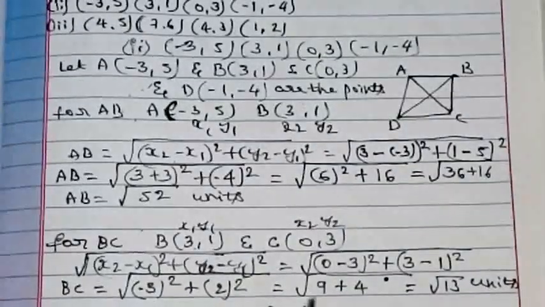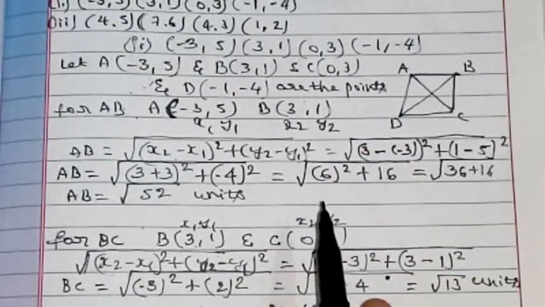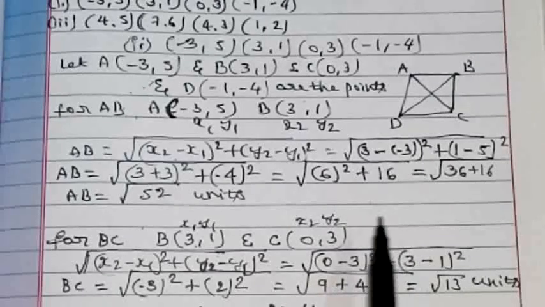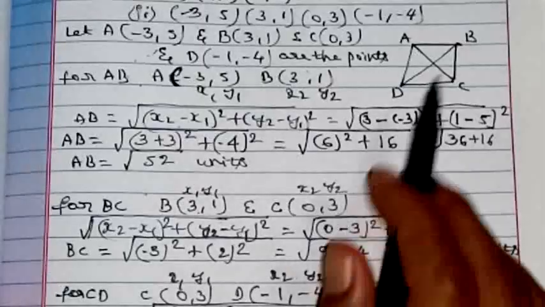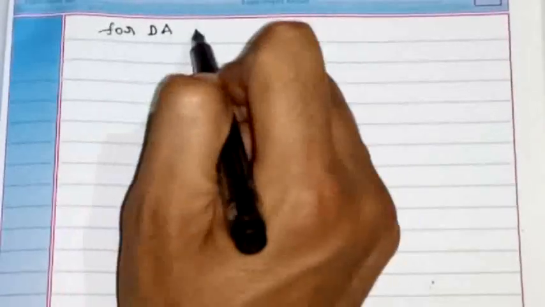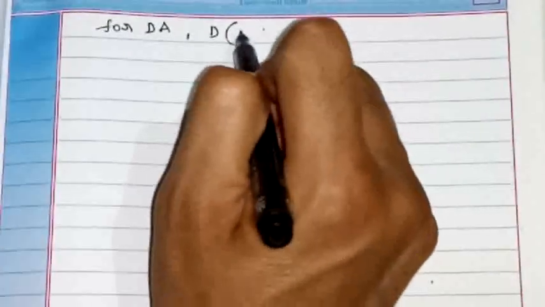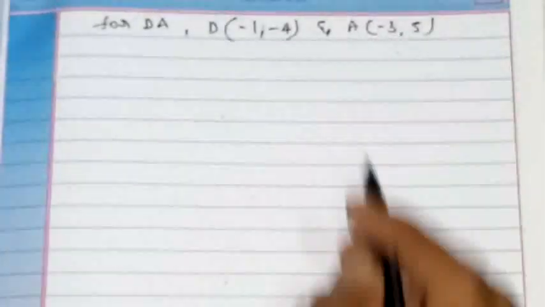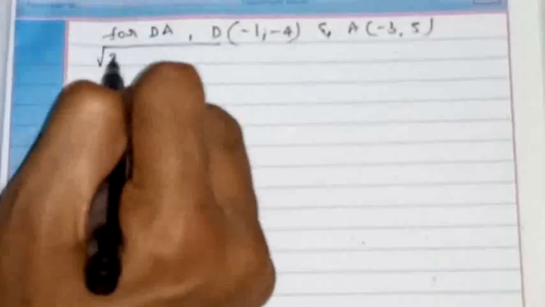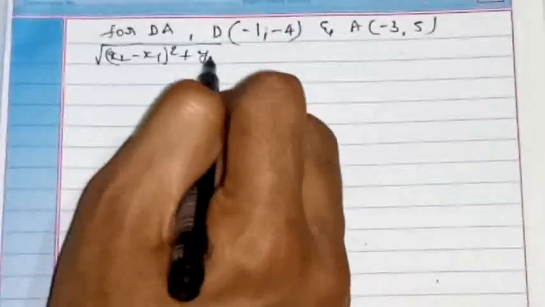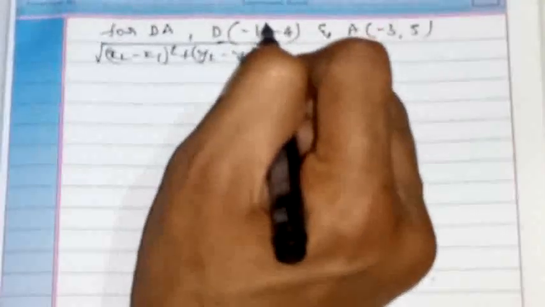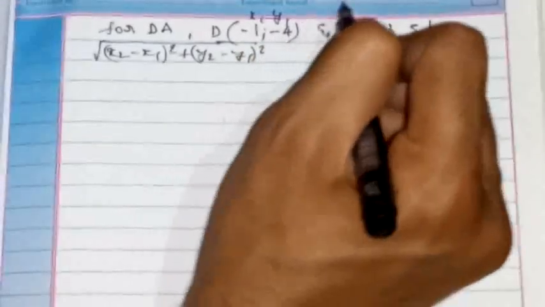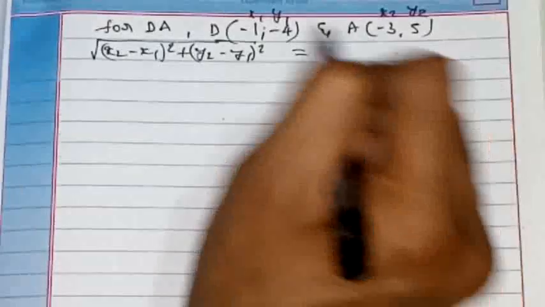Now find the distance between D to A. Afterwards you can identify which type of quadrilateral this is, right children? So for DA, what are the coordinate points? D of minus 1 comma minus 4 and A of minus 3 comma 5, right? Now write down the formula, square root of x2 minus x1 whole square plus y2 minus y1 whole square, children, right? As usual write down the first one as x1 y1 and the second one as x2 y2. Now apply these values here.